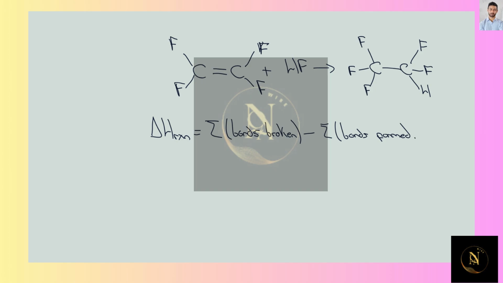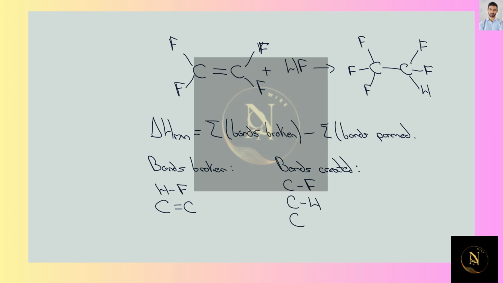So, first of all, let's list what bonds are being broken. We're breaking a hydrogen fluor bond. We are breaking as well a carbon double bond carbon, because this is changing from a double bond to a single bond. And the bonds that are being created are one carbon fluor bond, a carbon hydrogen bond, and a carbon carbon bond.